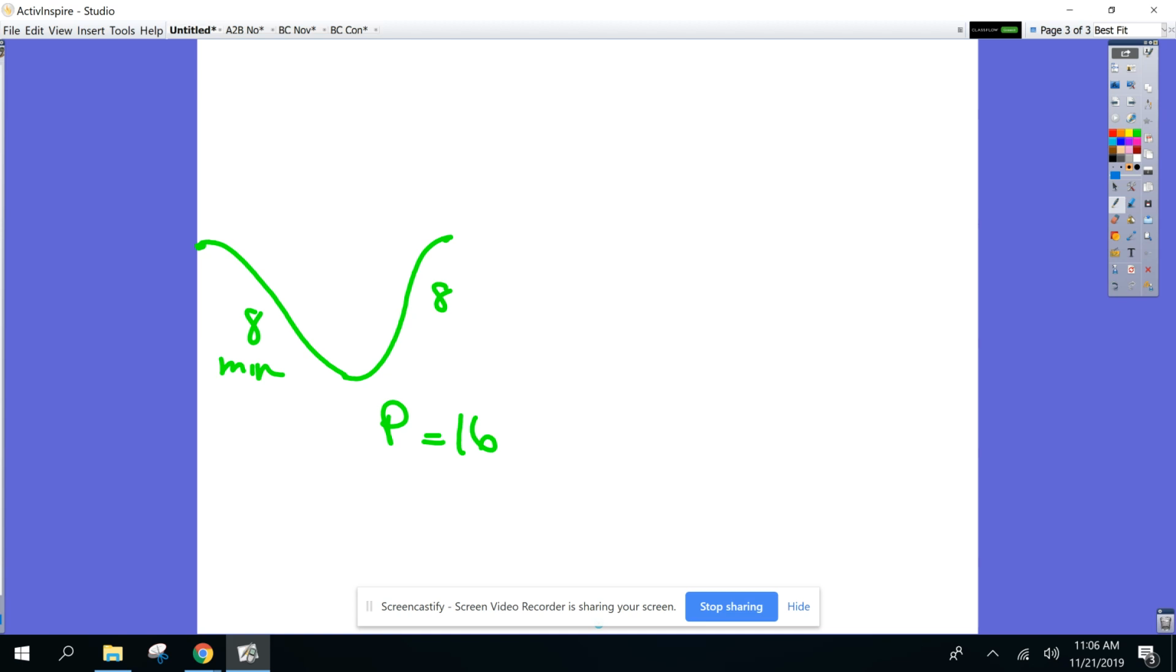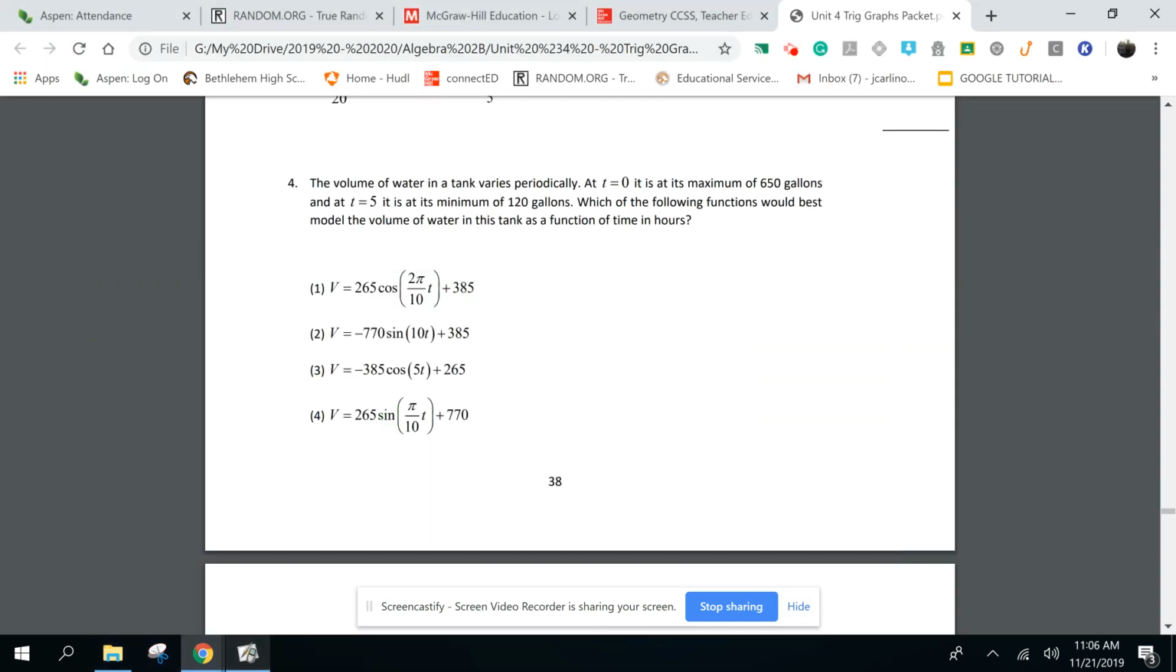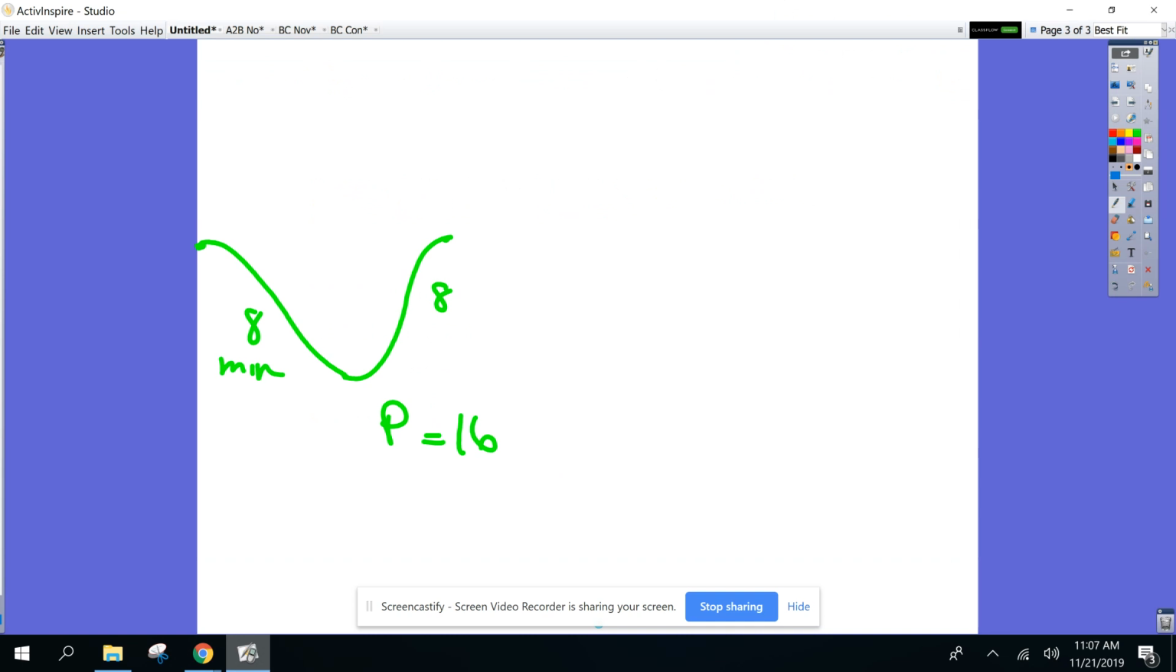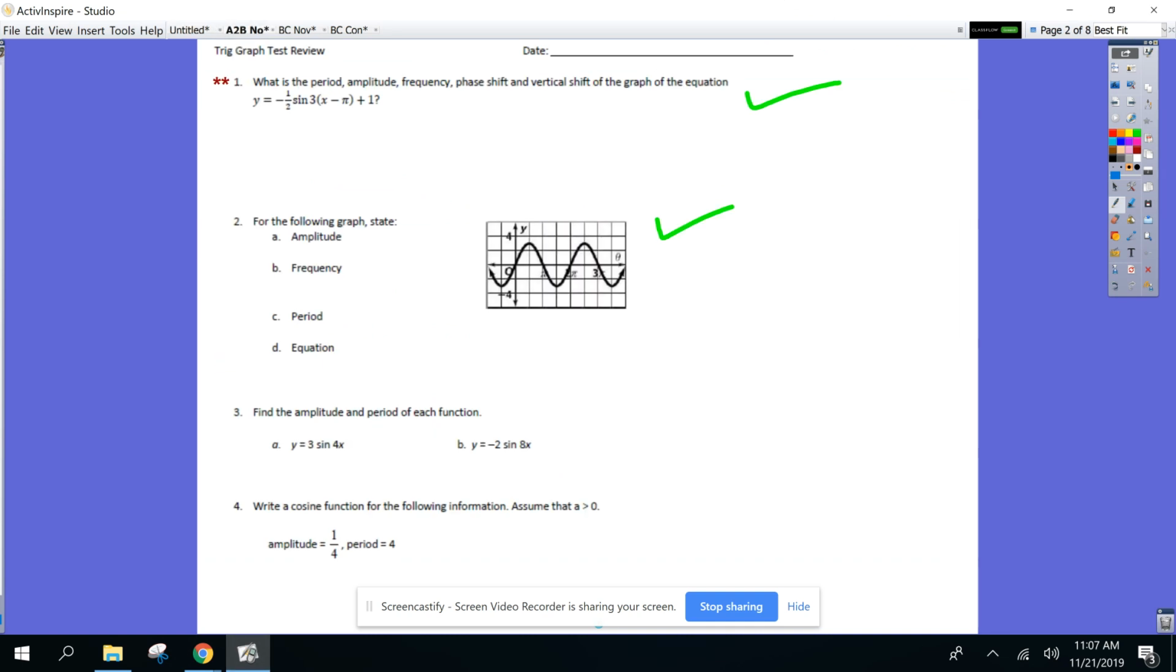Good. Jenna, you had a question? Yeah, can you go over what phase shift is and vertical shift? Okay, let's go over number 1 on your test review if you haven't done so already. That was one of them I was going to go over here.